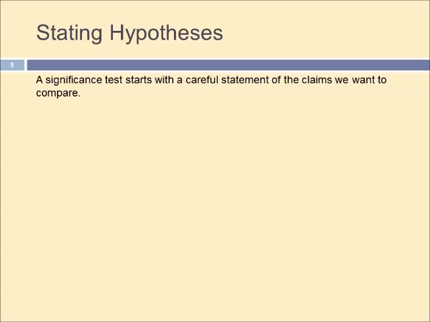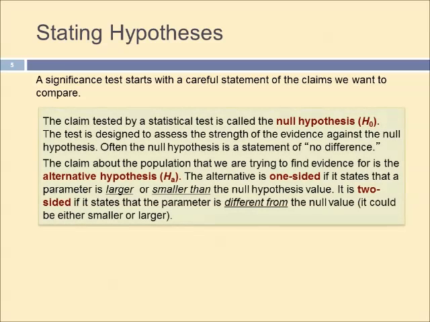A significance test starts with a careful statement of the claims we want to compare. The claim being tested by a statistical test is called the null hypothesis. The test is designed to assess the strength of the evidence against the null hypothesis. The null hypothesis is often a statement of no difference. For example, in our justice system in the U.S., we assume a person is innocent until proven guilty. So we assume that he or she is innocent unless we find enough evidence against that claim.